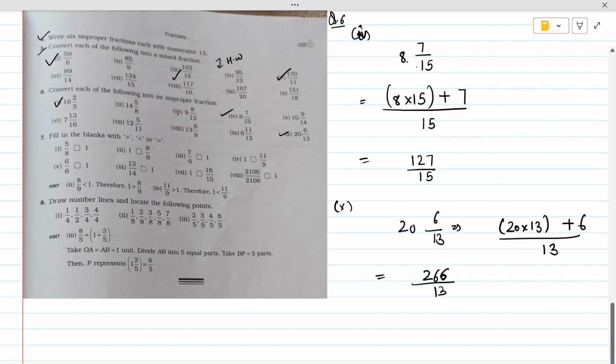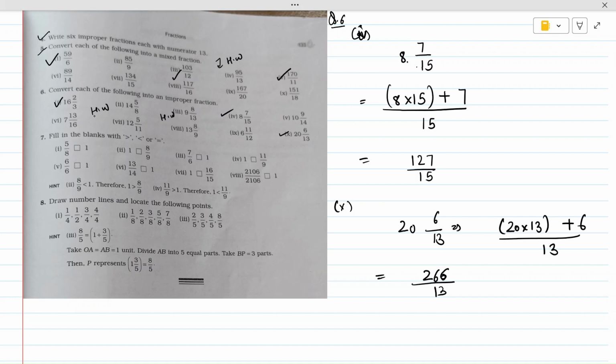So we have done these 3 parts, and the rest of the parts are homework. I'm writing these as homework. Next we have fill in the blanks as greater, less or is equal to. 5 by 8 is greater, less or equal to 1.